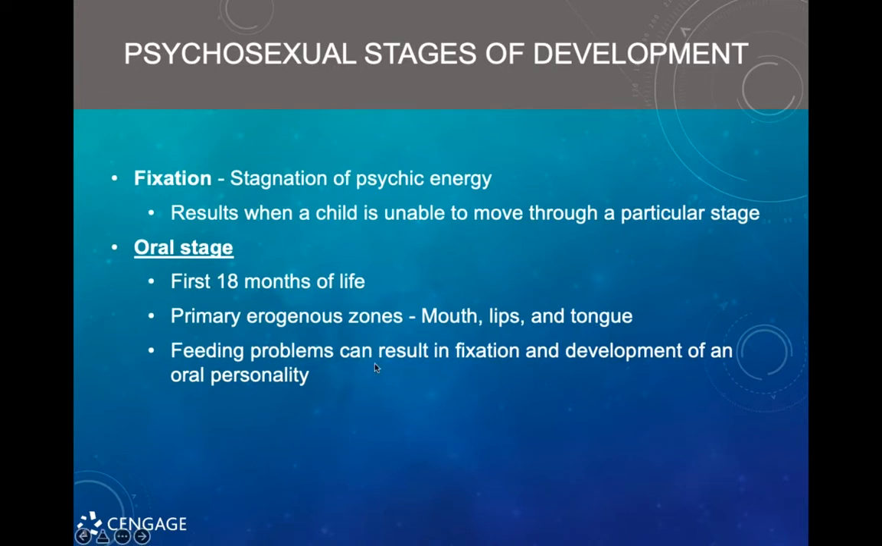So this is a slide that briefly puts forth the oral stage, the first 18 months. The erogenous zones are the mouth, lips, and tongue. Fixation is basically stagnation of psychic energy. So it results when a child is unable to move through that particular stage, that's when you're sort of stuck in that stage of life. And let's say you were a kid and you had problems eating, then as a grown up, you would start biting your nails.